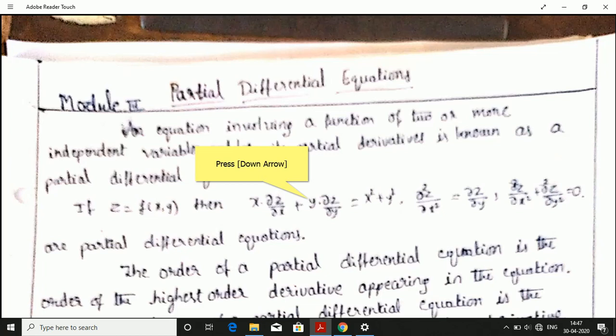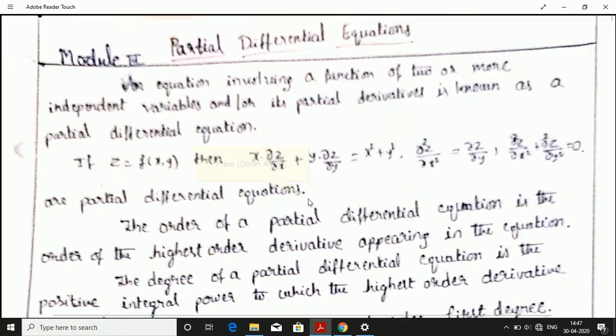The order and degree of the partial differential equation is the same as the order and degree of the ordinary differential equation. The highest order derivative present in the equation is known as the order of the partial differential equation, and the positive integral power to which the highest order derivative is raised is known as the degree of the differential equation.